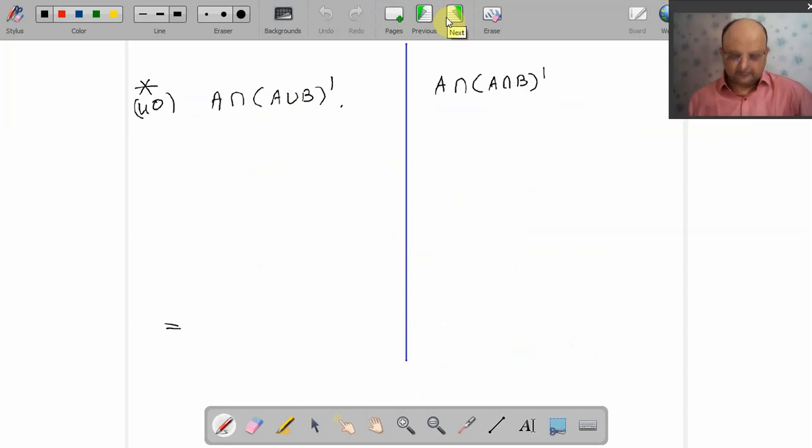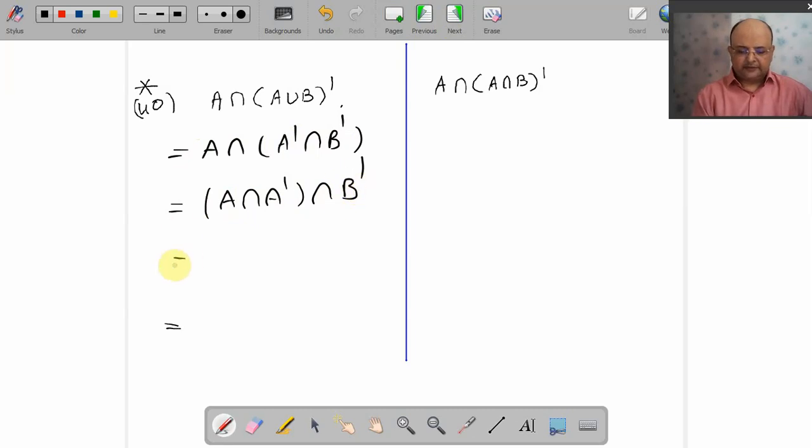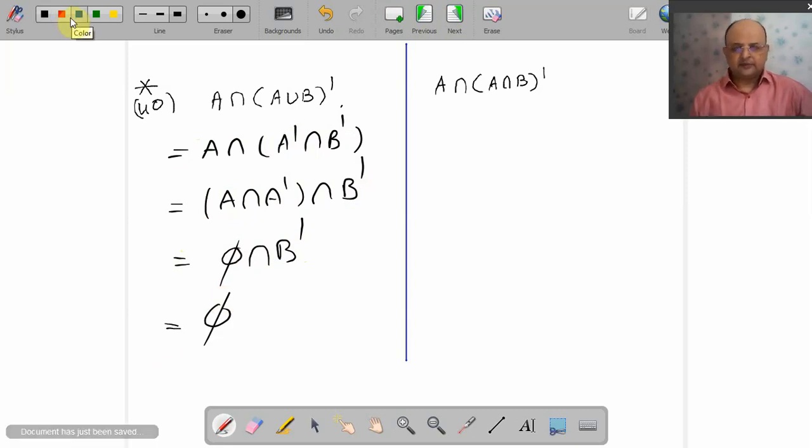Well, I need this and I need your help also. A intersection (A union B)'. You can go for De Morgan's. This is A' intersection B'. By associativity, this is (A intersection A') intersection B'. But we know that A intersection A' is phi. Phi intersection B' is nothing but phi. Easy, wasn't it?